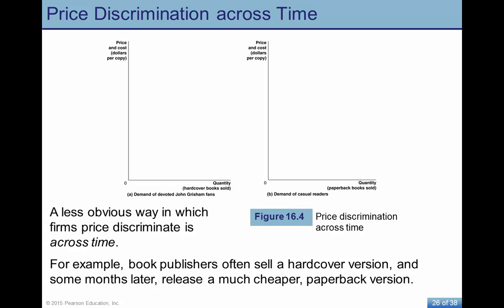Price discrimination across time. A less obvious way in which firms price discriminate is across time. For example, book publishers often sell a hardcover version and some months later release a much cheaper paperback version.